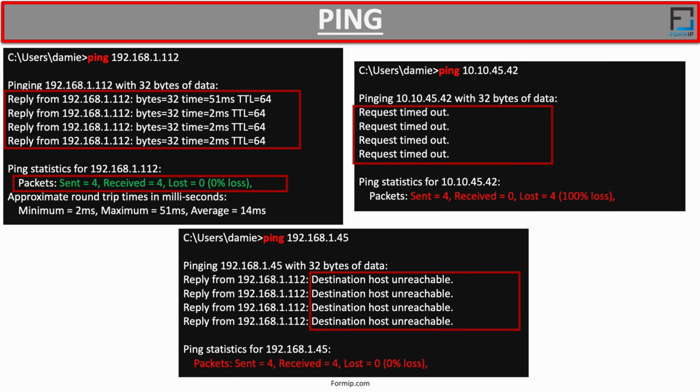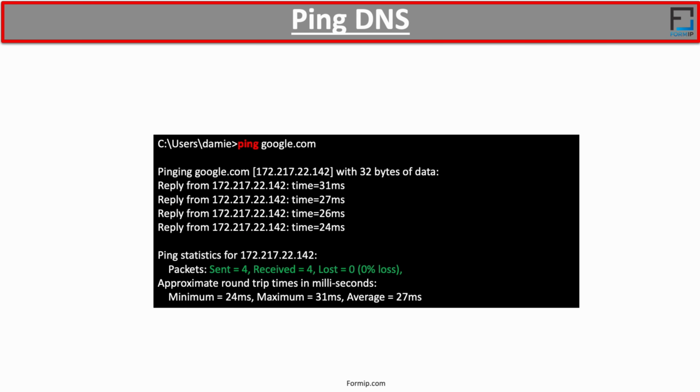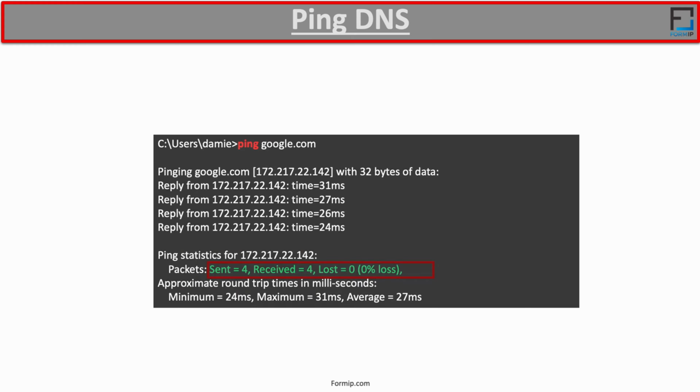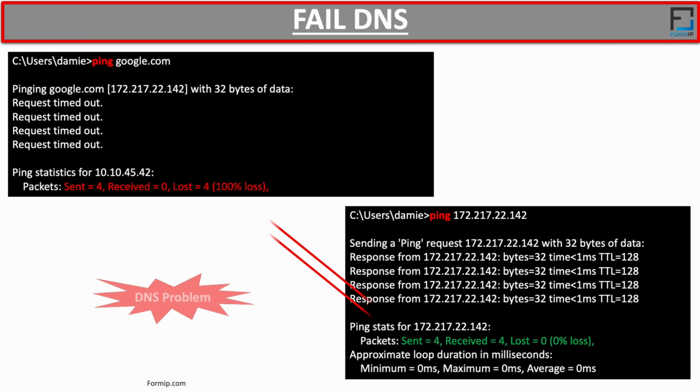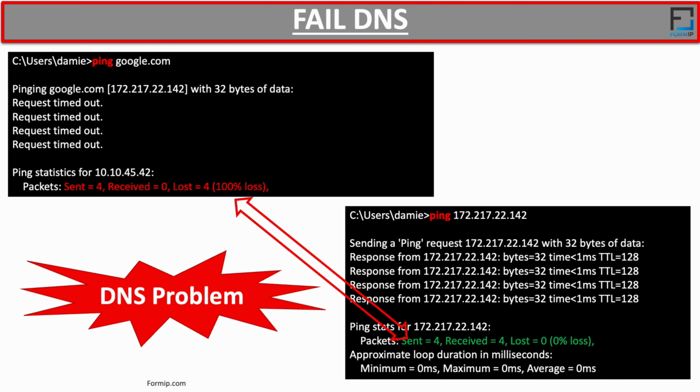Ping DNS. The ping command can also be used to test DNS name resolution problems. To do this, simply enter a domain name instead of the IP address. For example, we do a ping google.com. You can see that it works perfectly. Now, if the ping fails on the DNS address, but not on the IP address, well, there is a DNS problem.